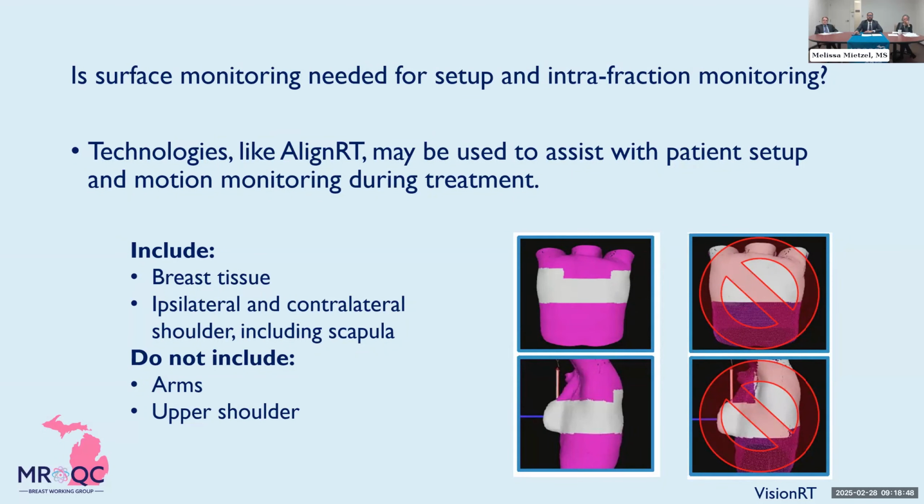They suggest to include the breast tissue and ipsilateral and contralateral shoulder, including the scapula, and do not include the arms or upper shoulder because of day-to-day variability in these anatomical regions that can increase the uncertainty of the AlignRT setup. So this is another example of technologies that can be used to increase the setup reproducibility of prone treatments. This is not a common use of additional technology, however.